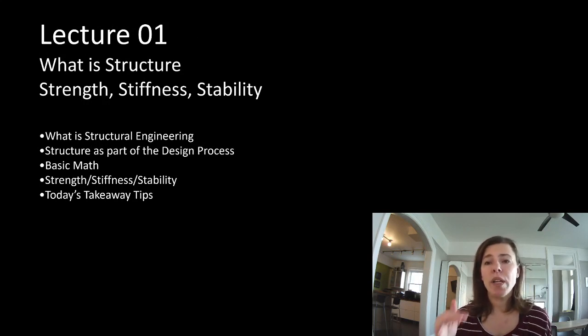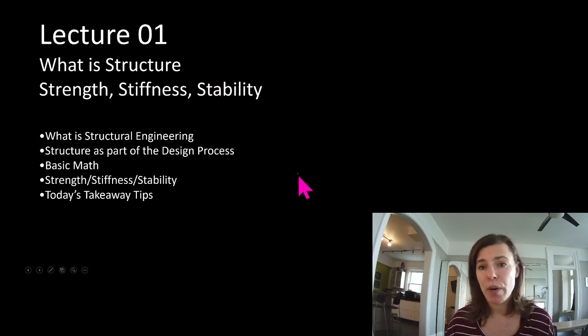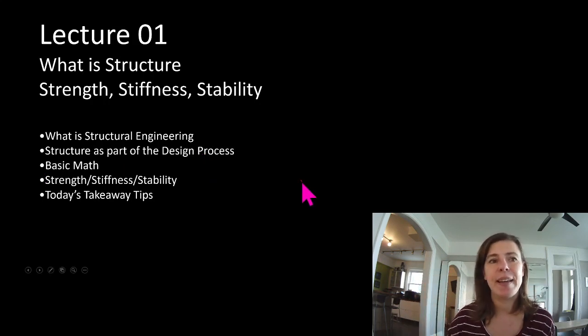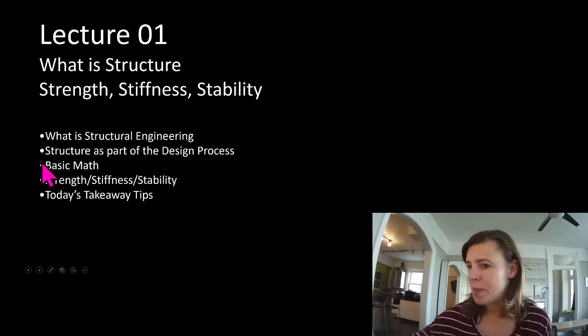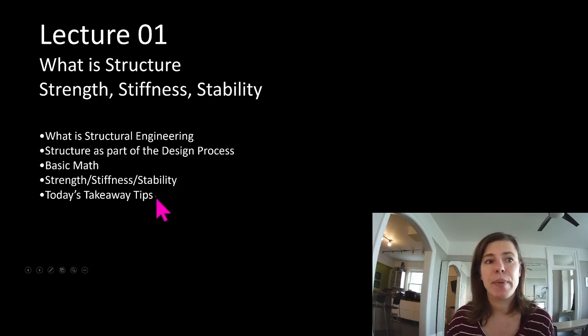So what we're going to do in today's lecture is look at what is structure, and then we're going to do strength, stiffness, and stability. And we're going to throw in some basic math in there as well. So we're going to talk about what structural engineering is. We're going to look at structure as part of the design process. Basically, where does it fit in the hierarchy of the design? We're going to review some basic math, and then we're going to talk about strength, stiffness, and stability.